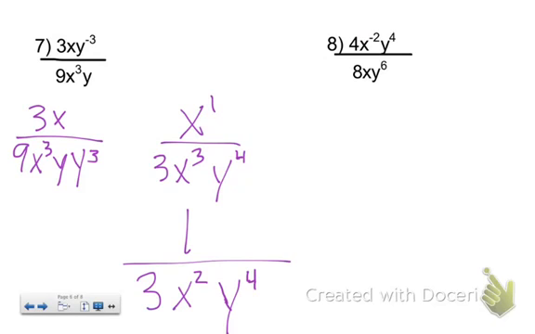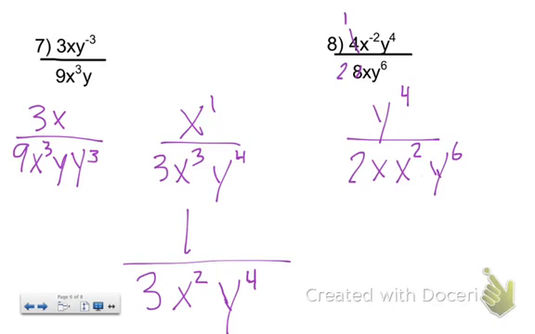Alright, and for the last one, 4/8 is going to simplify to 1/2. So you're left with a 1 up there and a 2 down there. And we need to move the x to the negative 2. So we end up with y to the 4th over 2x x squared. Remember, it becomes positive when you move it. And then y to the 6th.